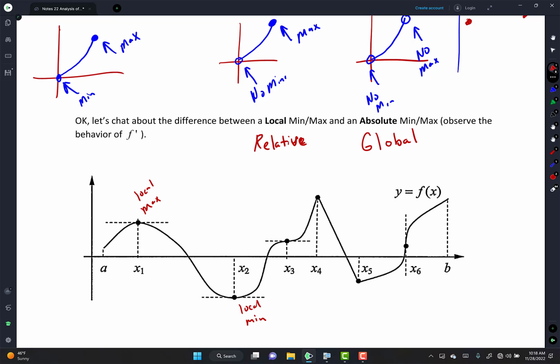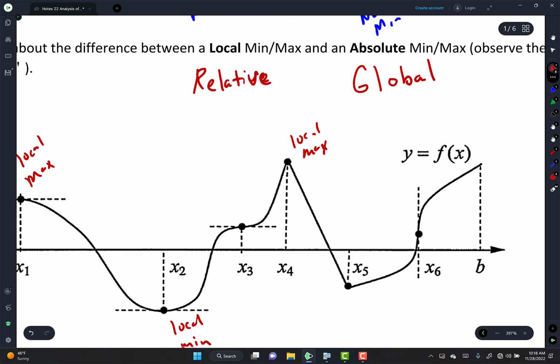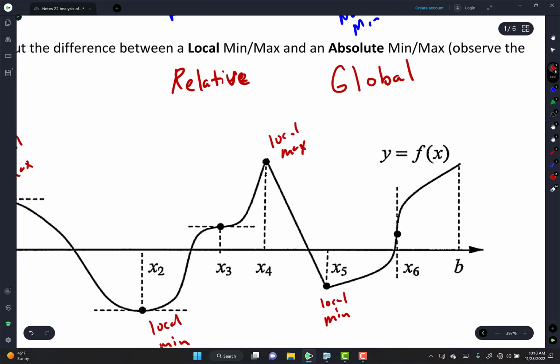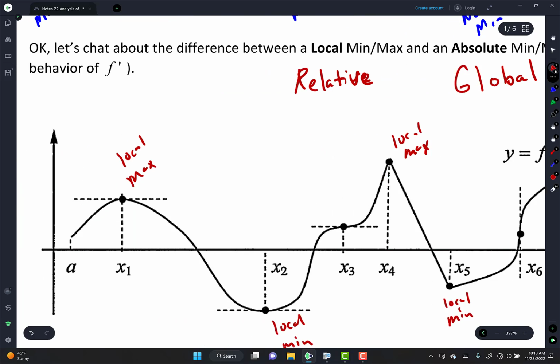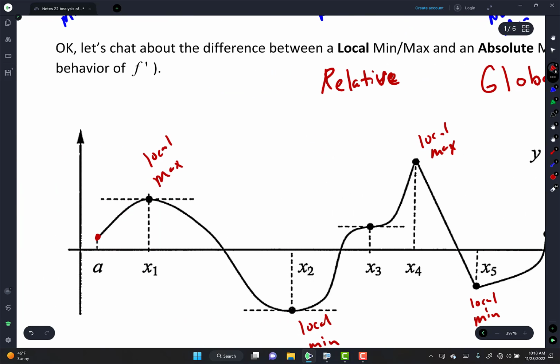What about X4? For sure, it's a local max. What about X5? Local min, it's a minimum. X6, is X6 anything? No. And then there's something about endpoints. We'll talk about them later on.